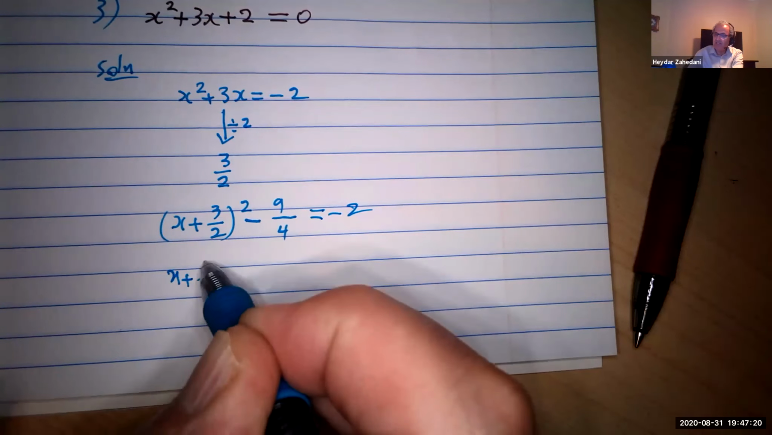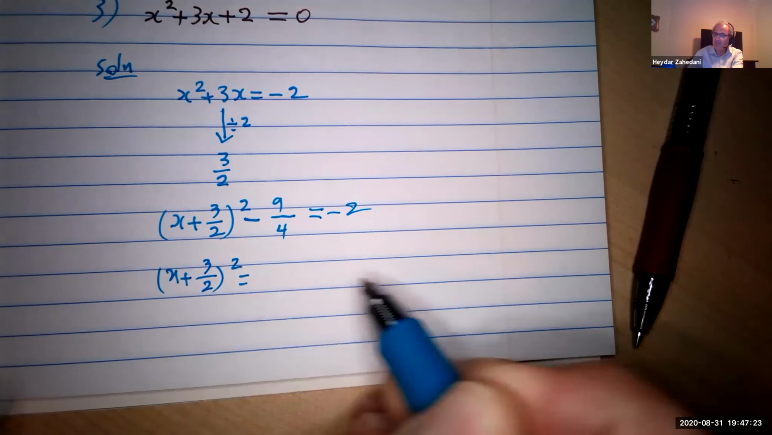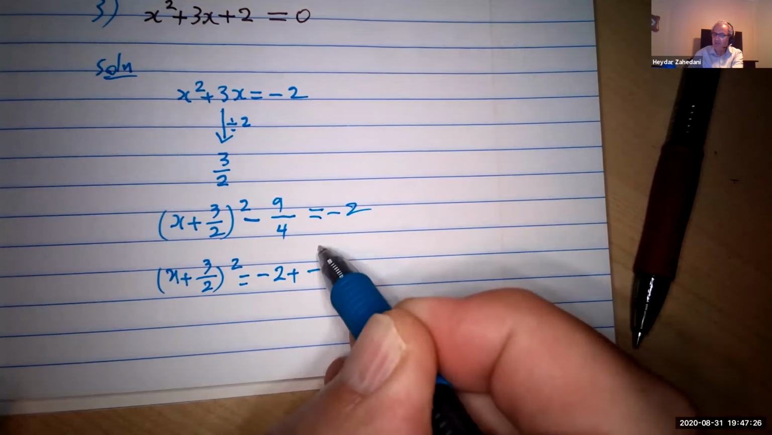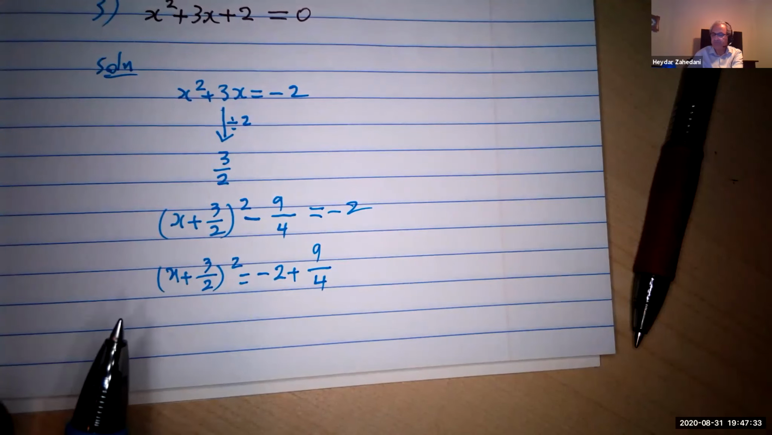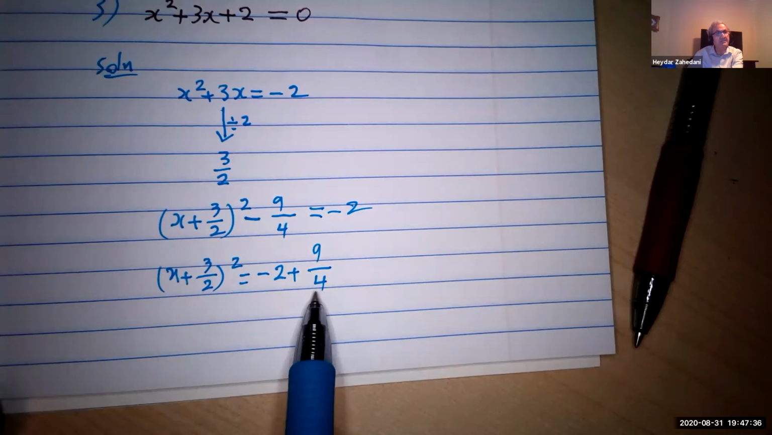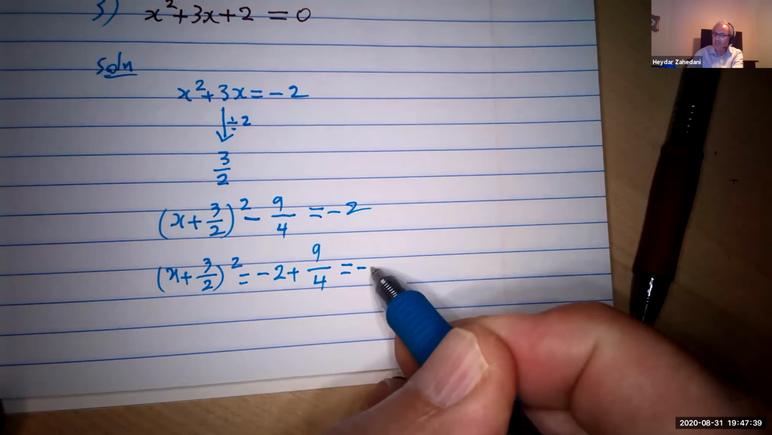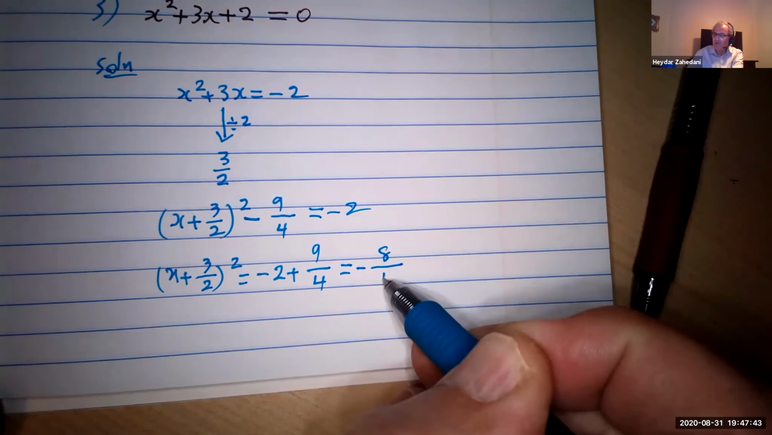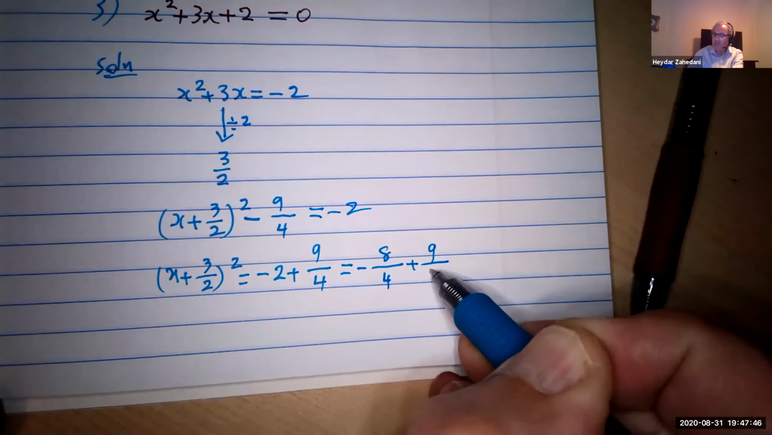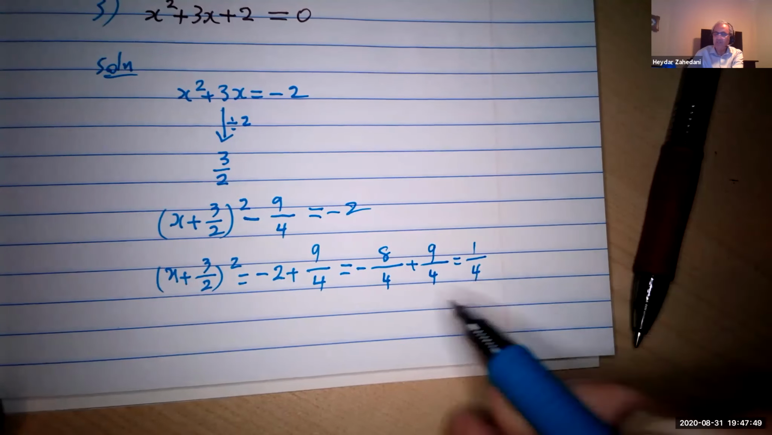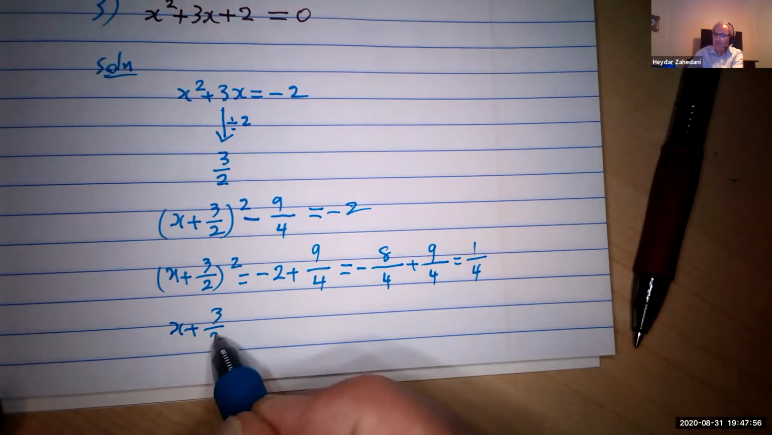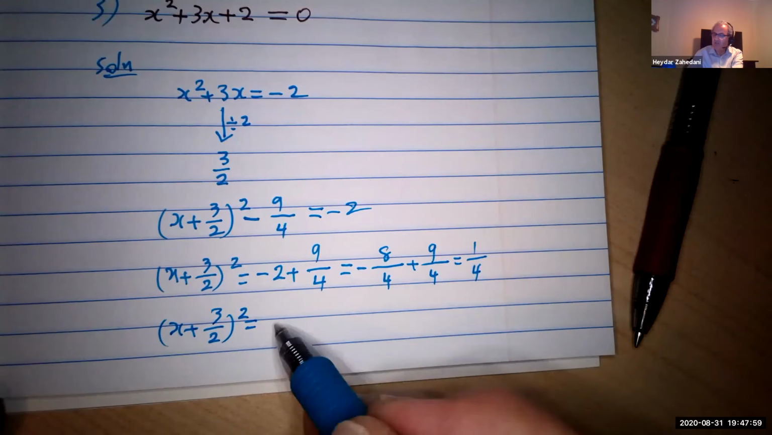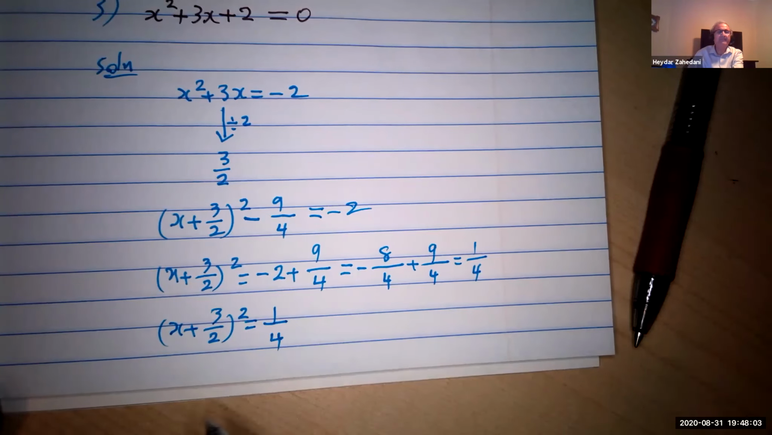It's going to be x plus 3/2 all squared equal to negative 2 plus 9 quarters. You have to simplify this one. A little bit of a common denominator between it. So the common denominator is 4. So I change this one into what? Negative 8 over 4. And this is 9 quarters, so I can have 1 quarter. Okay, I just find the common denominator. So I have x plus 3/2 squared, okay, equal to a quarter. Okay, so that was a little bit of fraction to do it.